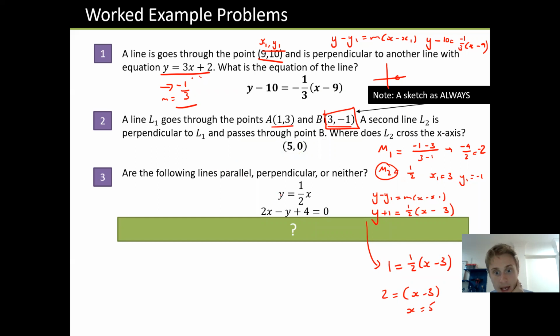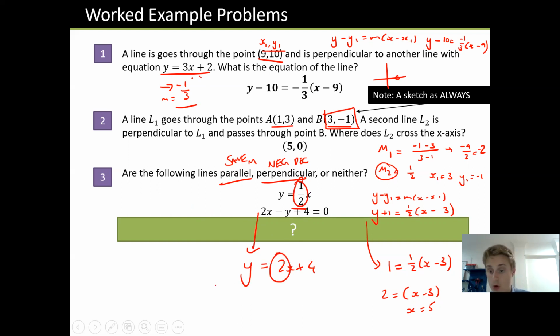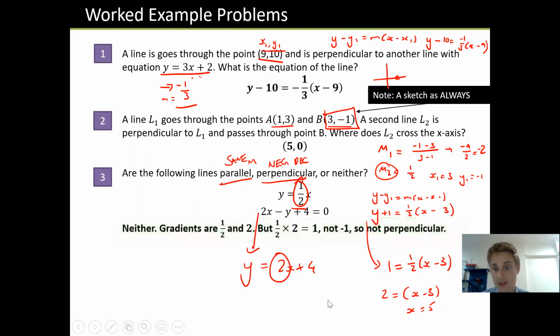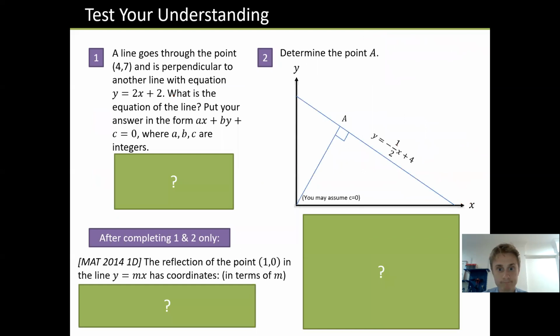Finally, compare these together. If they're parallel, they have the same m. If they are perpendicular, they have the negative reciprocal. If they are neither, it's the other case. So this one has a gradient of a half. You can tell because it's written in y equals mx plus c form. How about this other one? Let's rearrange it. Put the y on the other side. Leaves you with 2x plus 4. So this one has a gradient of a half. This one has a gradient of 2. So no relationship. It has to be a half and minus 2. Negative reciprocal. This is just reciprocal. So they are not parallel. They are not perpendicular. Okay.